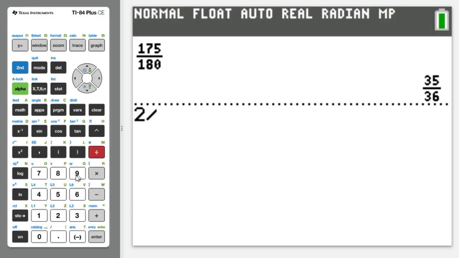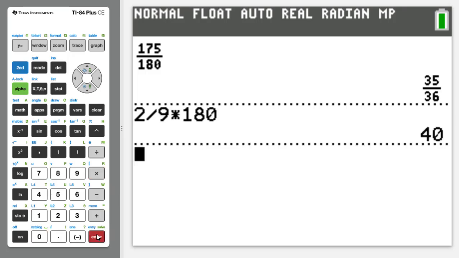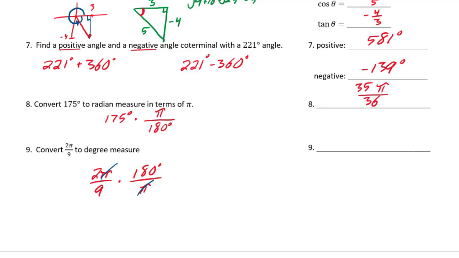So once again, we could just type in 2/9 times 180, and if it still is a fraction, convert it. But with this one, 2/9 of 180 gives us 40 on the calculator, so this is going to be a 40-degree angle.